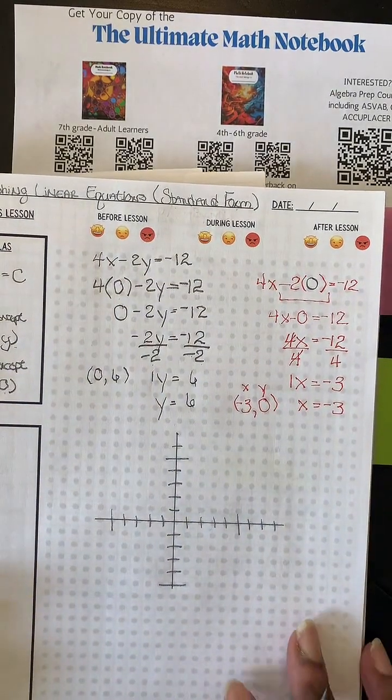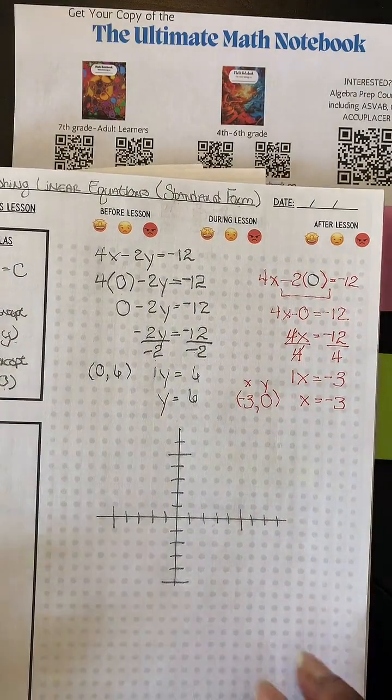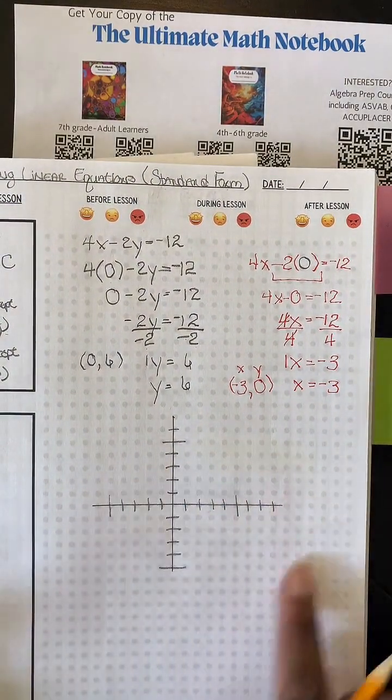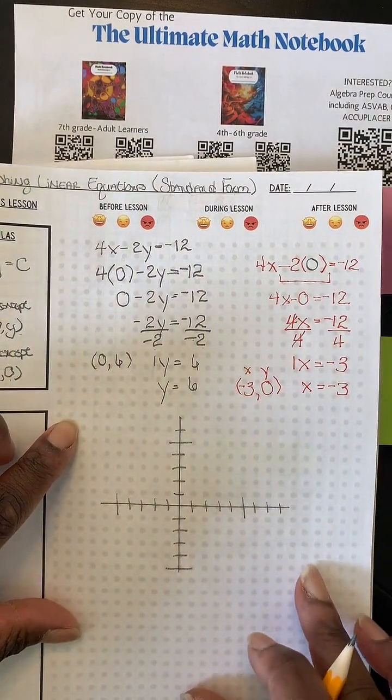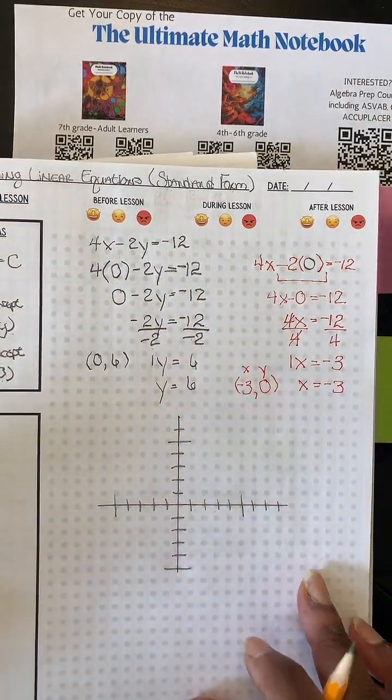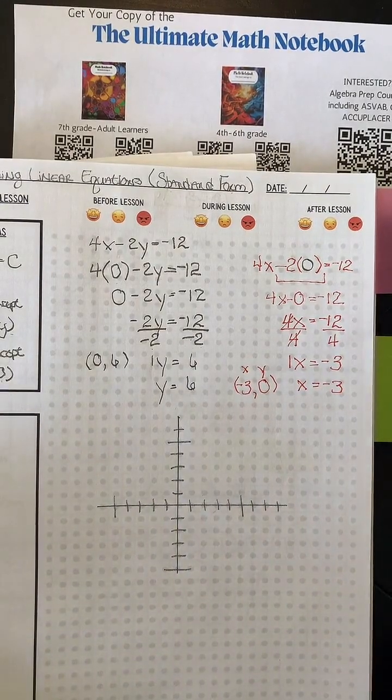Okay, so by having all of this down, my graph looks not so wonky, right? That's why I kind of like to have the dot grid instead of an actual grid. So now we're going to graph.